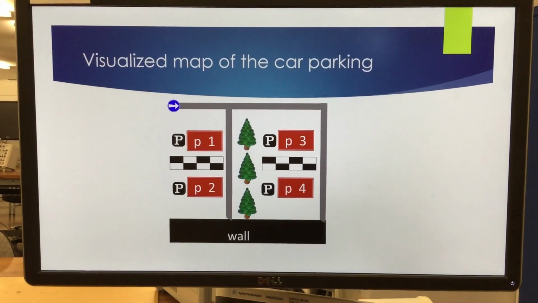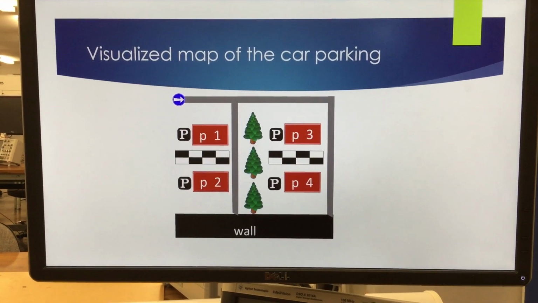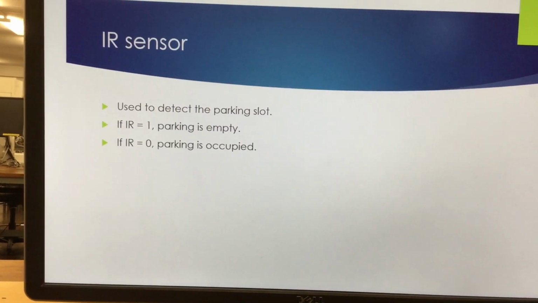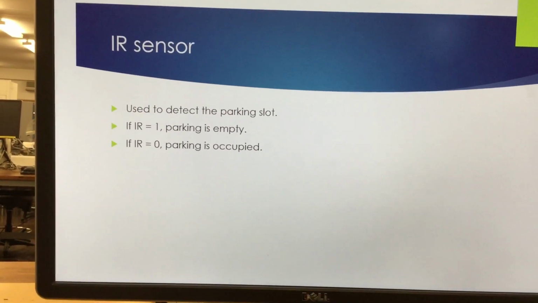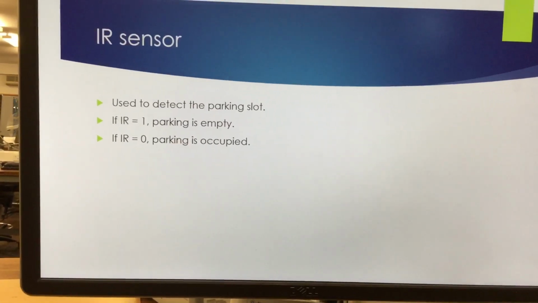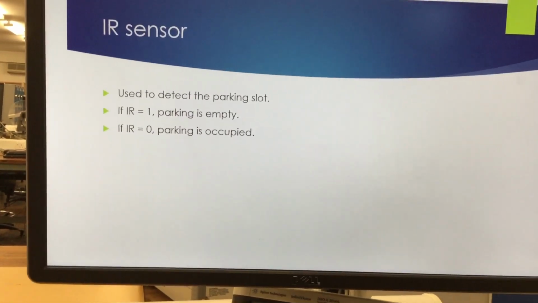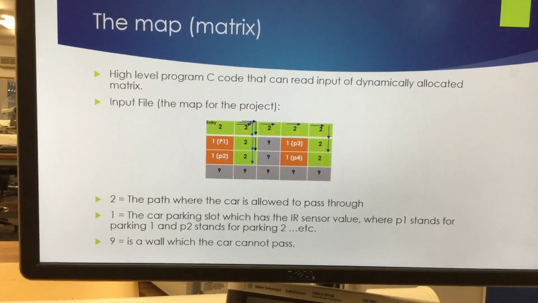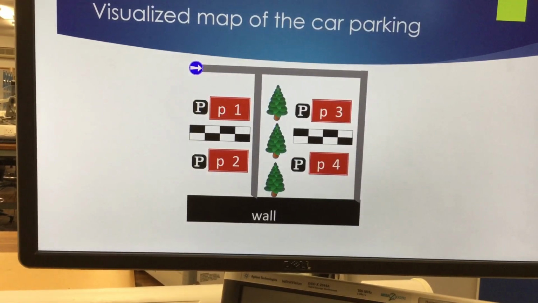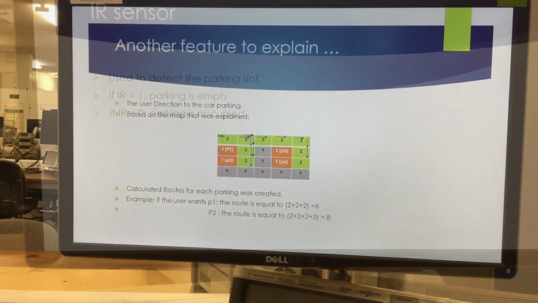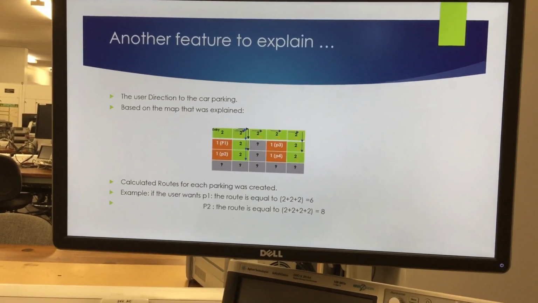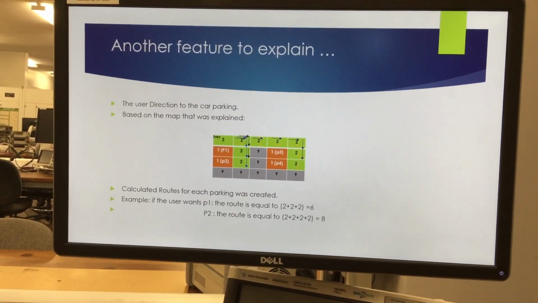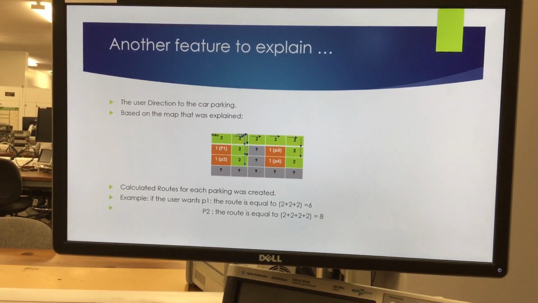To make it easier, this is what I'm trying to achieve in the map. I have used an IR sensor that presents a parking slot. If the IR sensor is 1, this means the parking is empty. If the IR sensor is 0, this means there is a car parked, which we can see also on here. So right now we have the matrix that can show the IR sensors which represent the parking slots, and the IR sensor presents whether the parking is empty or full.